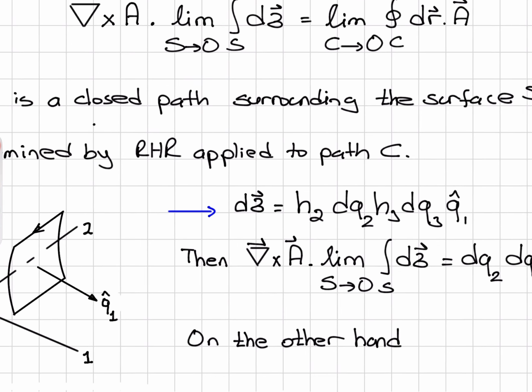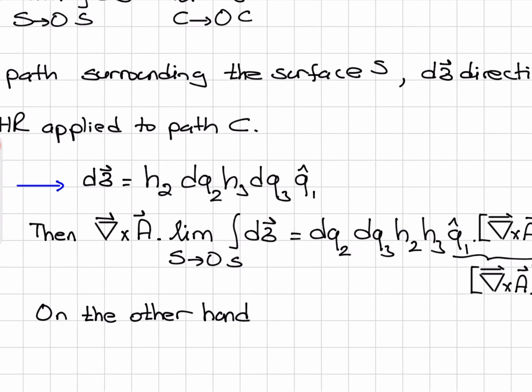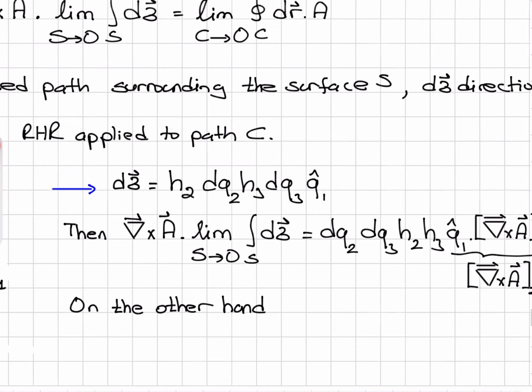So the limit as S goes to 0 of the integral of d sigma is going to be h2 dq2, h3 dq3 in the q1 hat direction. We're taking the dot product with curl A, which means we're looking at the first component of curl A. So we're looking at one component of curl A.